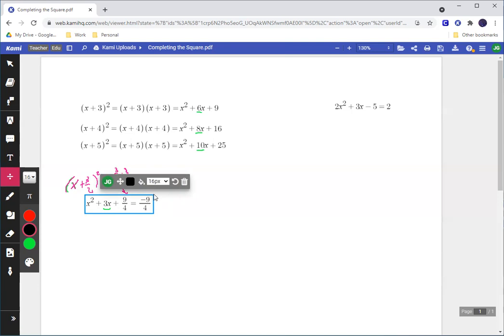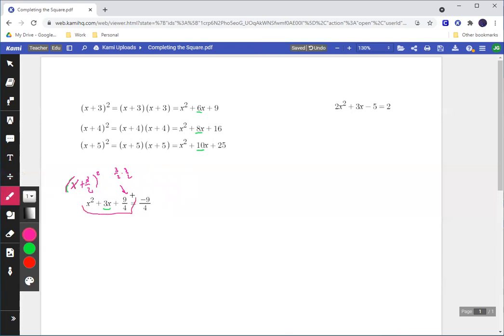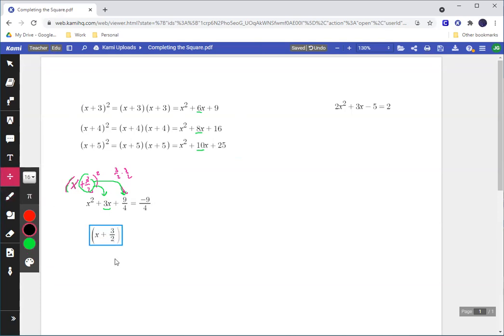So now we have our pattern. This is the pattern that we saw before, because 3/2 doubled is 3, and 3/2 times itself is 9/4. That's the pattern that we talked about up here. So this actually completes the pattern, which allows us to then write x plus 3/2 squared equals -9/4.